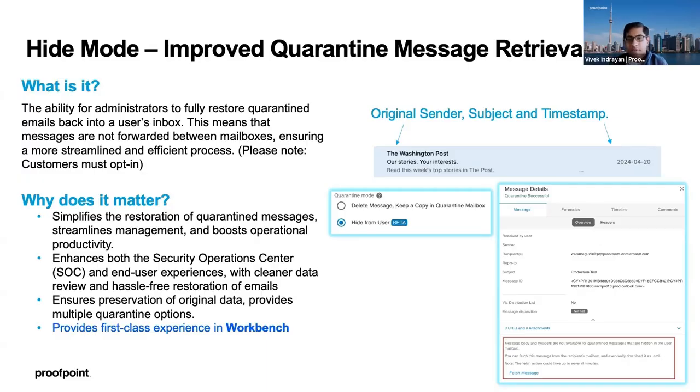We actually went ahead and made sure almost all of our customers using CTR with O365 are using the hide mode now. It's no longer in beta. It is fully available now. It's been there for a while, and I would definitely encourage you to try this out as you move into CTR. This is also key to a first-class experience in Workbench, because there are capabilities in Workbench which rely on being able to look at the message, and the hide mode enables that.